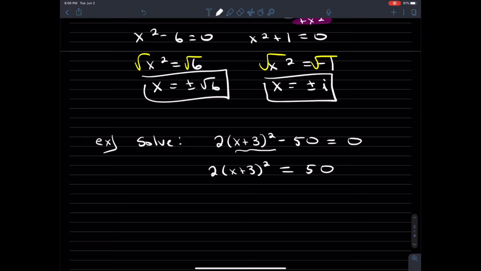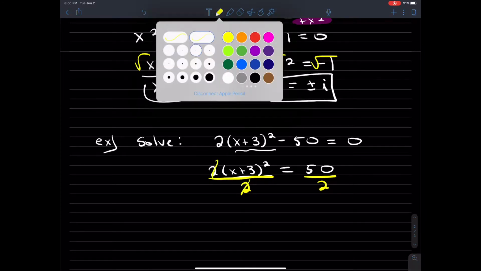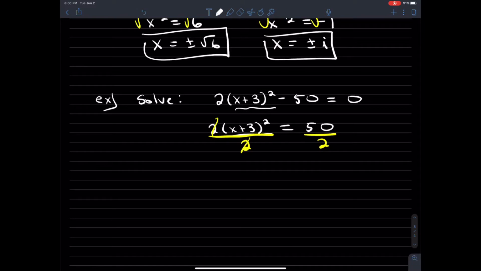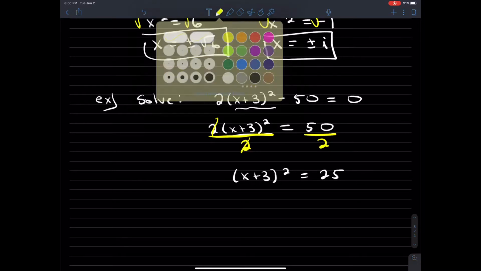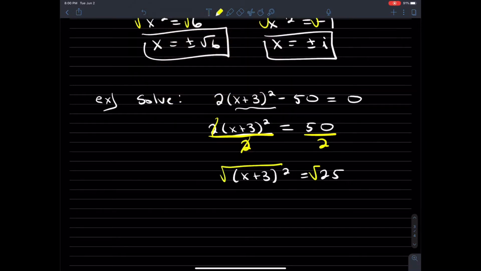Now we need to isolate the squared term completely, which means we don't want that 2 there. So what I need to do is divide by 2 to get rid of it, so I divide both sides by 2, and that cancels there. And that's 25. And now I can extract the root. This becomes x plus 3 equals plus or minus the square root of 25, which is 5.